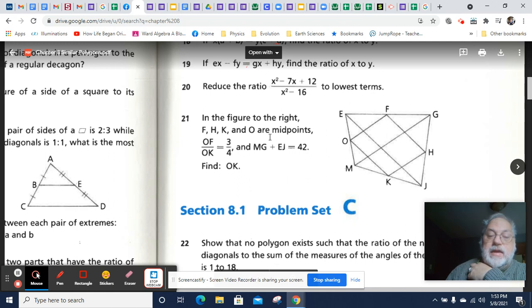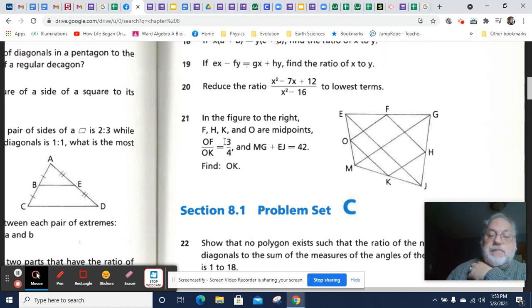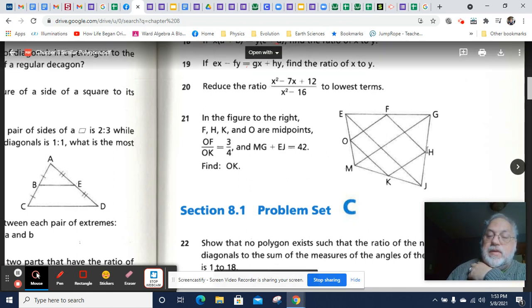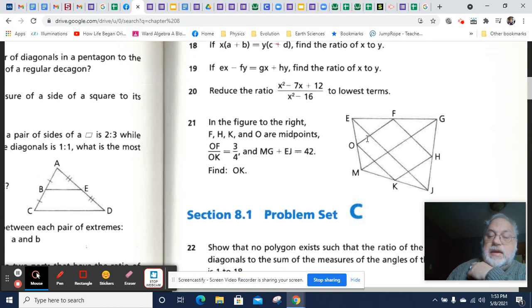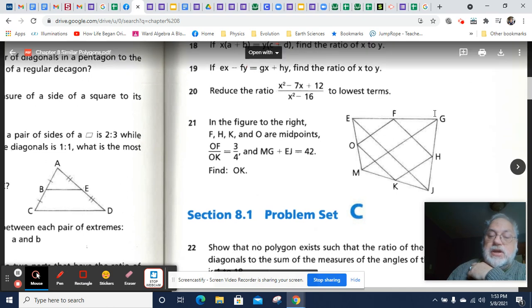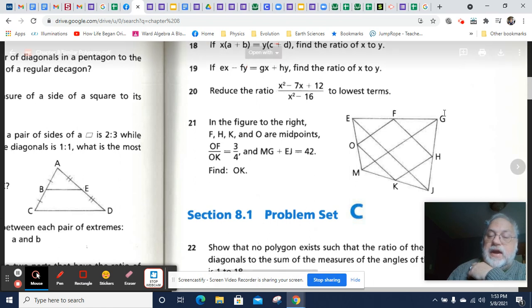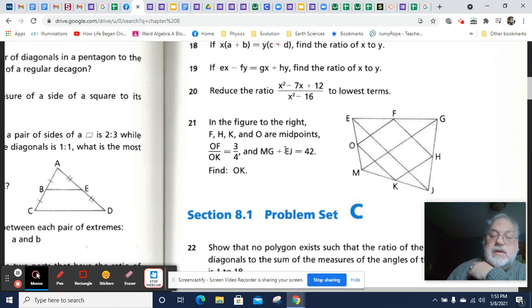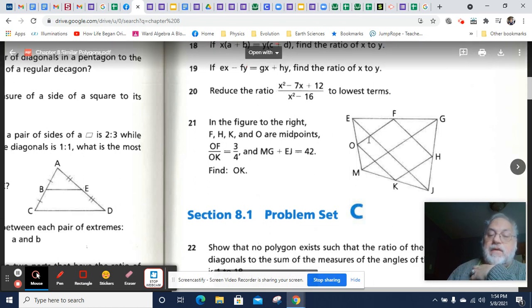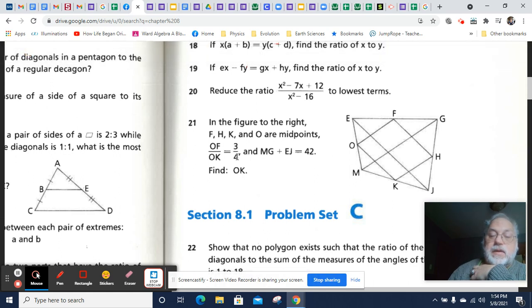So you'll be able to apply that for both this and this. So you know that EJ and MG are equal to 42. Okay, and those are in fact the bases of these two triangles. You want to find out what OK is. Well, OF and OK have a relationship of 3 to 4.